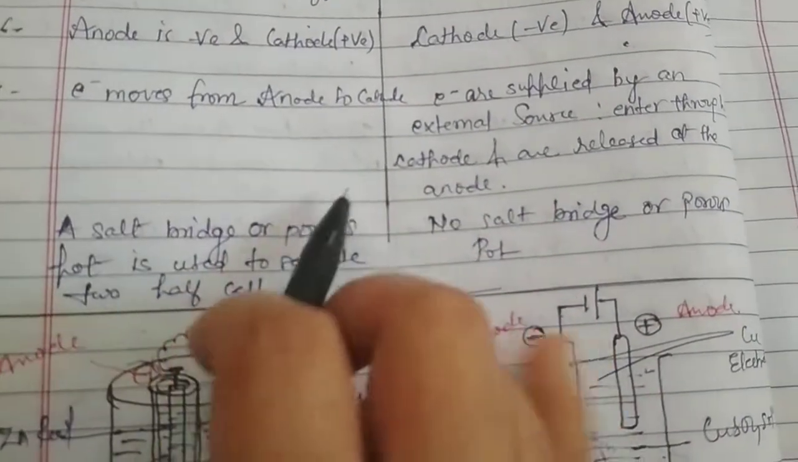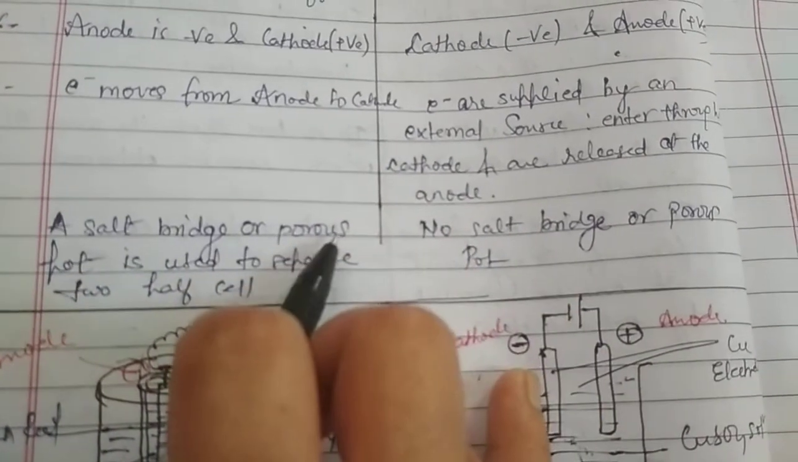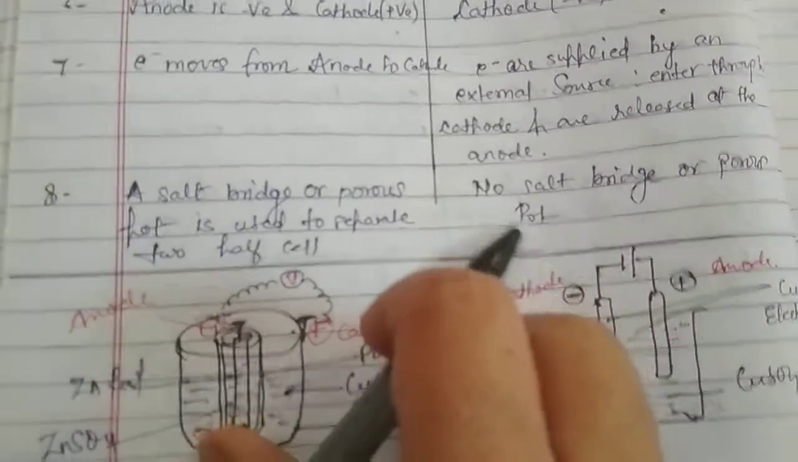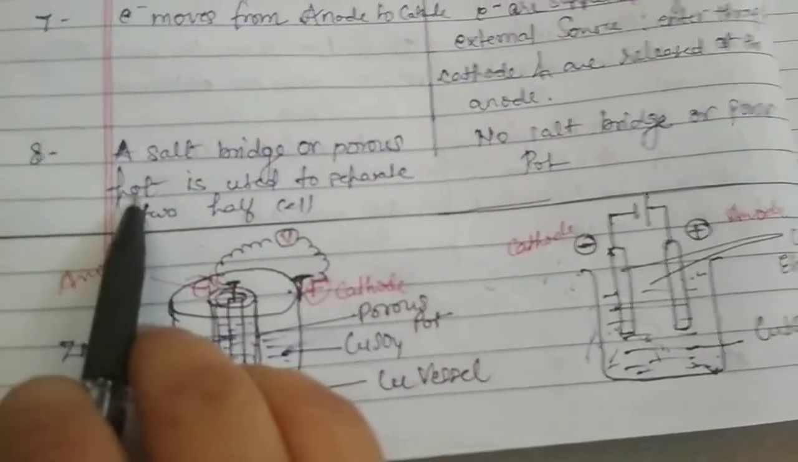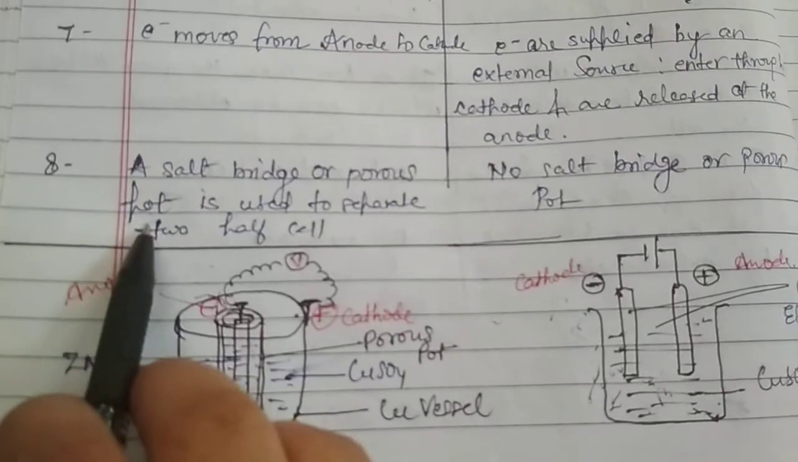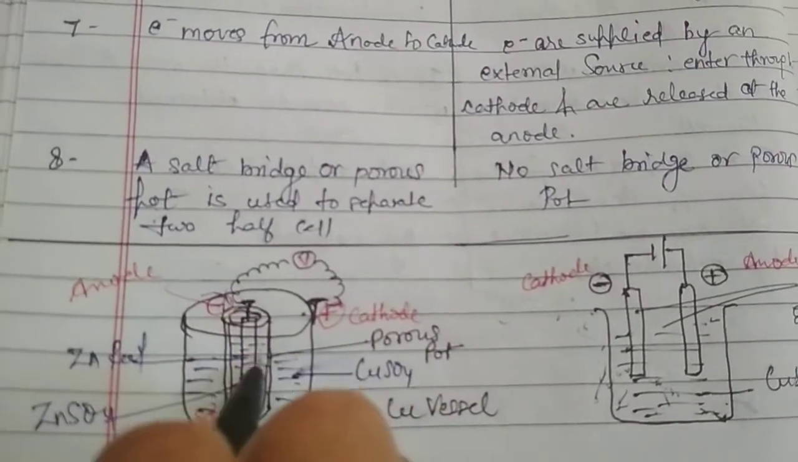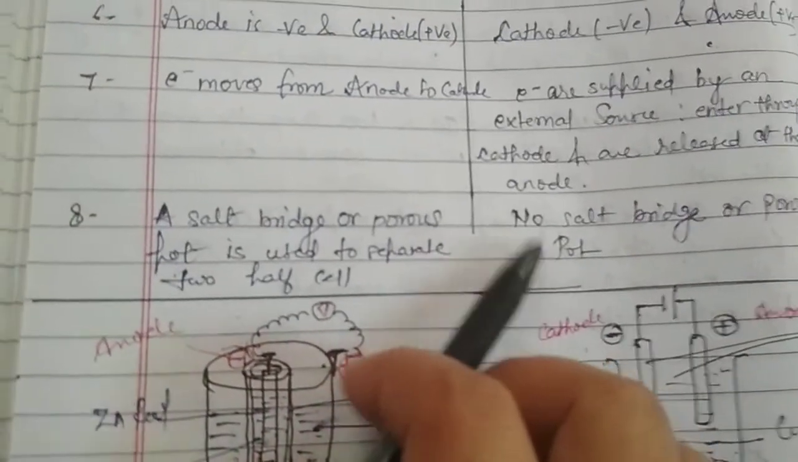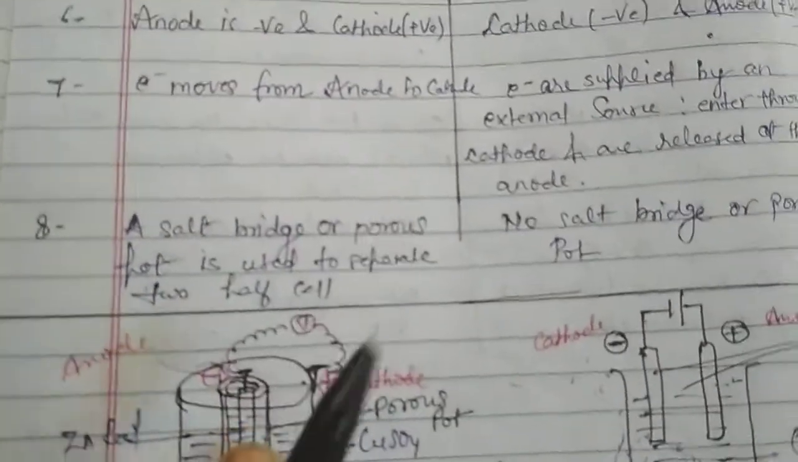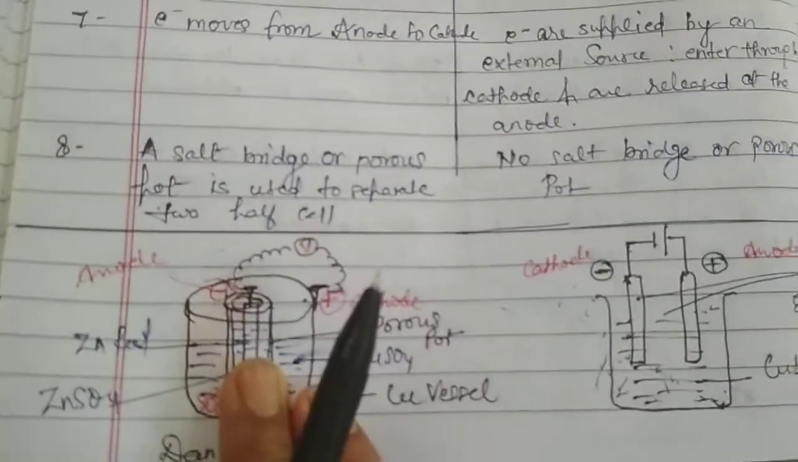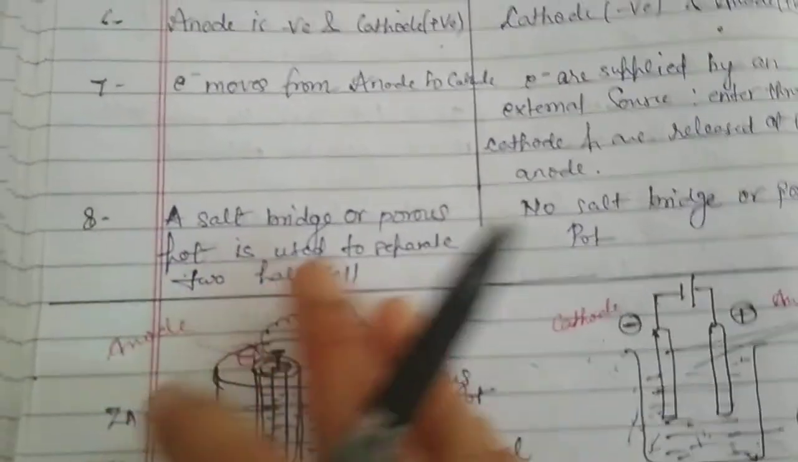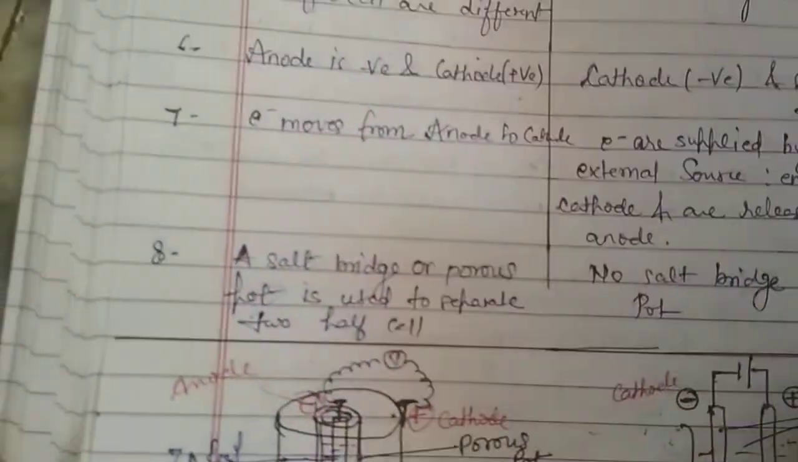while in this case electrons are supplied by an external source, the battery, and they enter from the cathode and are released towards the anode. Now in the galvanic cell we have to use a salt bridge or a porous pot to separate the two half cells, while in this case no salt bridge or porous pot is needed. So these are two important differences that can be asked in your examination, and they must be clear from the related topics. Now switch to the next topic, that is the electrochemical series.